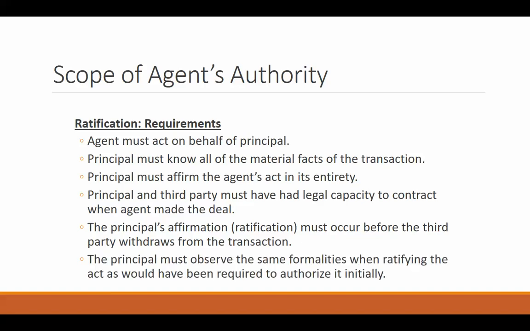And the principal here would have to follow the same formalities, whatever would have been required under the law, it's still required even though this is happening as a ratification as opposed to an express actual agency contract. Okay, we'll stop there. We'll talk about some liability for contracts next in a second part of this lecture.